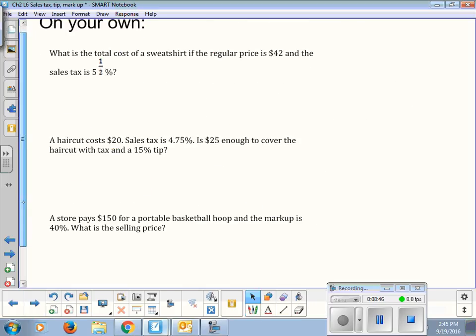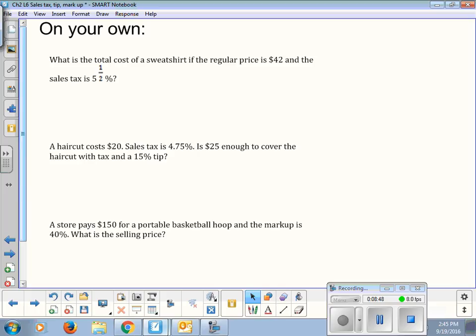So what I want you to do is go ahead and try the 3 on your own problems. Pay attention to number 2. It's a 2-step problem. You're first going to find your cost of your haircut and add in your sales tax. Once you find that, you are then going to add in a 15% tip. So we will go over those in a few minutes.